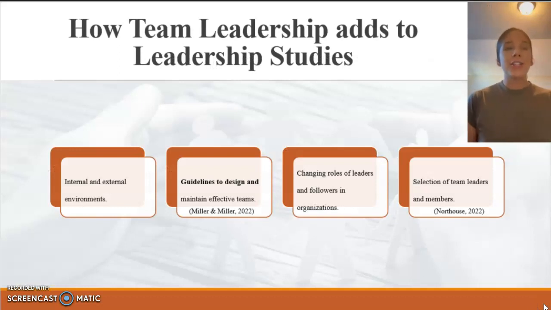Team leadership is essential to leadership studies because it helps leaders understand how to work with teams to accomplish tasks. Team leadership focuses on internal and external environments, which encompasses the scope of leadership in organizations. Leaders must address dynamics within the group to assess impacts on the team. Team leadership studies provide guidelines that help leaders design and maintain effective units, especially when standards are below average.